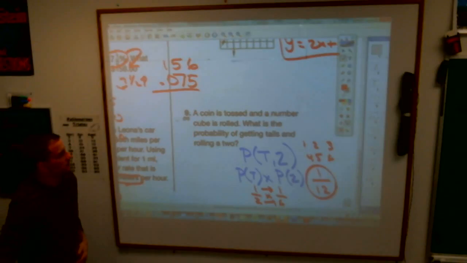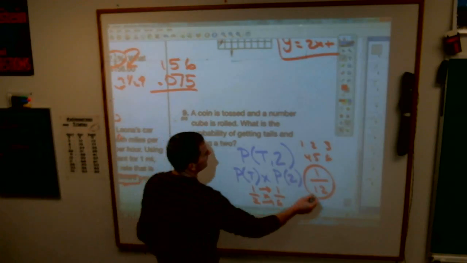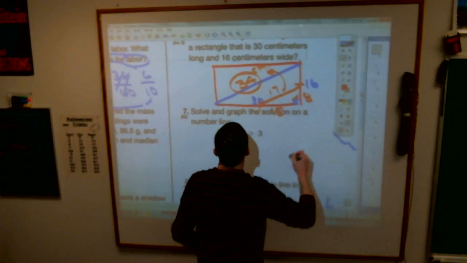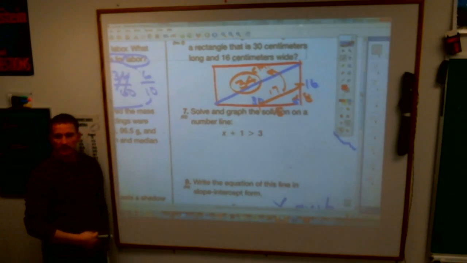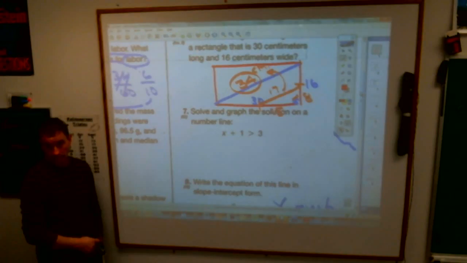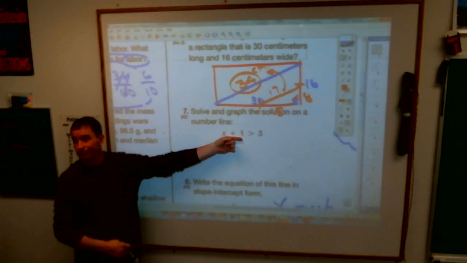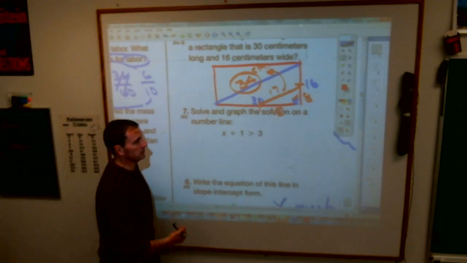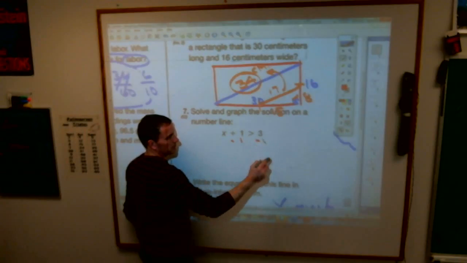Kate! Number 7. These get done just like equations. Kate, how do I solve that for x? How do I get the letter x by itself? How do I get rid of these plus 1? Well, that would give me a plus 2 then. 1 plus 1 is 2. How do I get rid of a plus 1? Subtract 1. It's an equation. You do the opposite. Subtract 1, subtract 1.